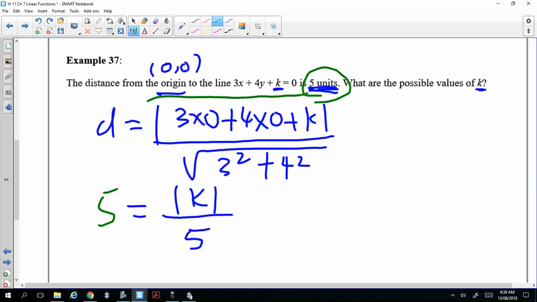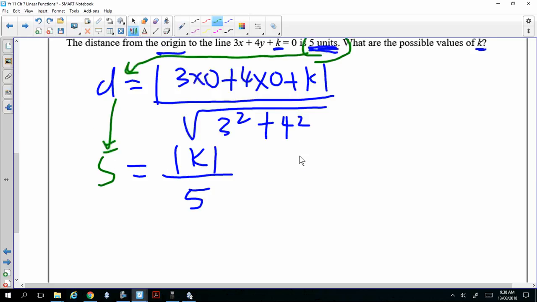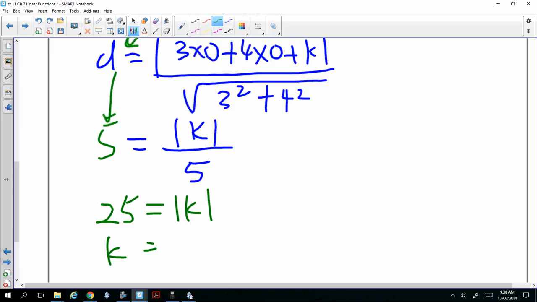Now we have to solve for k. So distance is 5. 3 squared plus 4 squared is 25. So what would k be? Very good. So when it's an absolute value, you put a number, it could either be positive or negative. So what are the possible values of k? We found both. That's good. Any questions? Pretty easy, isn't it?